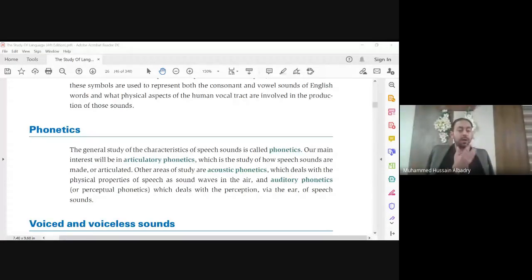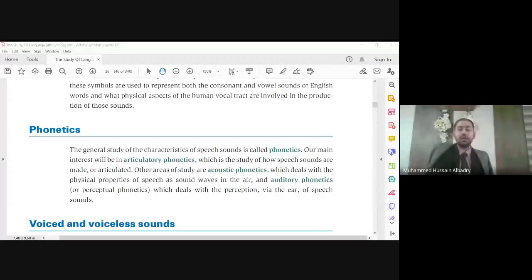What is the manner? The way? Friction, stop, lateral, nasal, or fricatives. These sounds. So this is related to phonetics, the study of human speech sounds, which studies the place and manner of articulation. What is the place of this sound? What is the manner? Only this is related to phonetics, because in the next chapter we will talk about phonology and we will see the difference between phonetics and phonology.